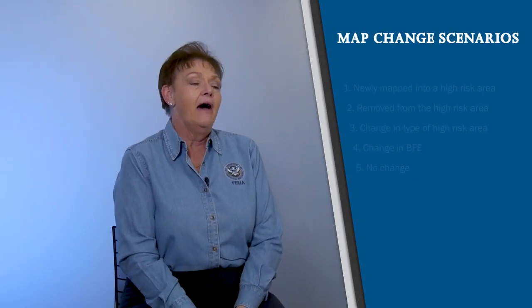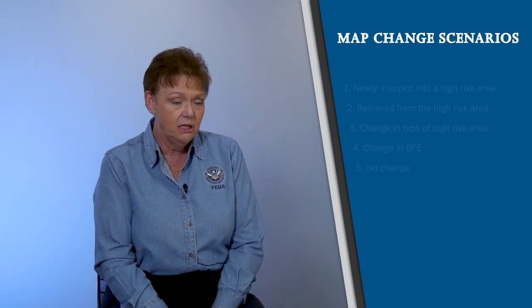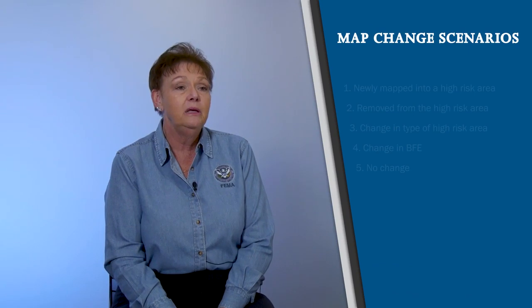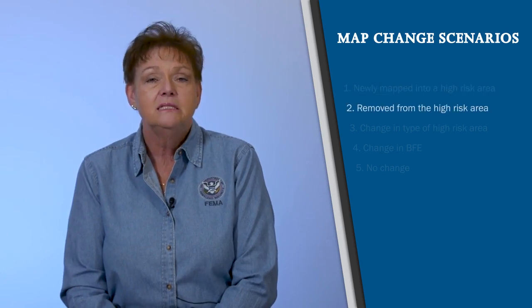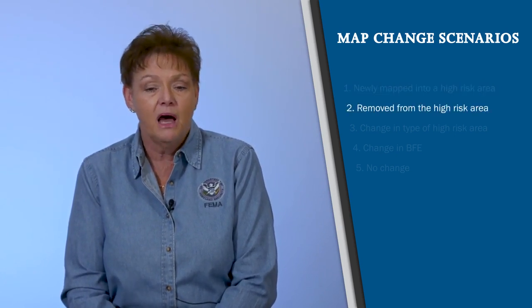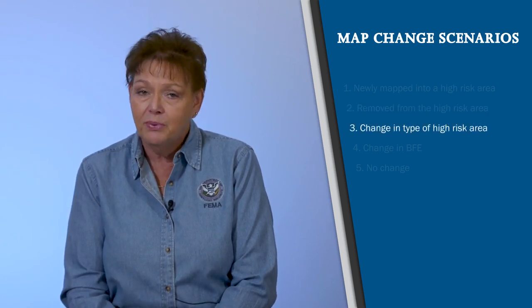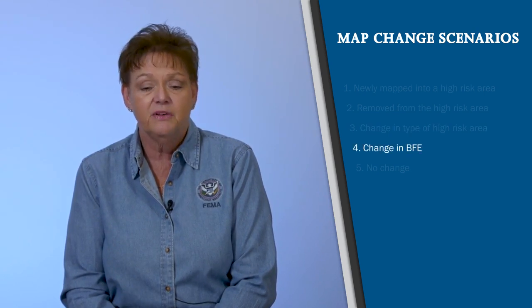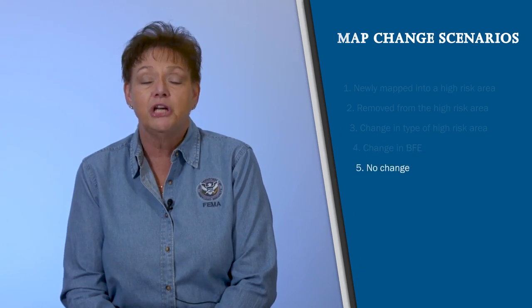So we have 5 scenarios when maps are changing that you as an insurance agent need to be aware of. First one is newly mapped into a high-risk area. Second one is removed from the high-risk area. 3, change in the type of high-risk area. 4 is a change in the base flood elevation, either up or down. And 5 is no change.